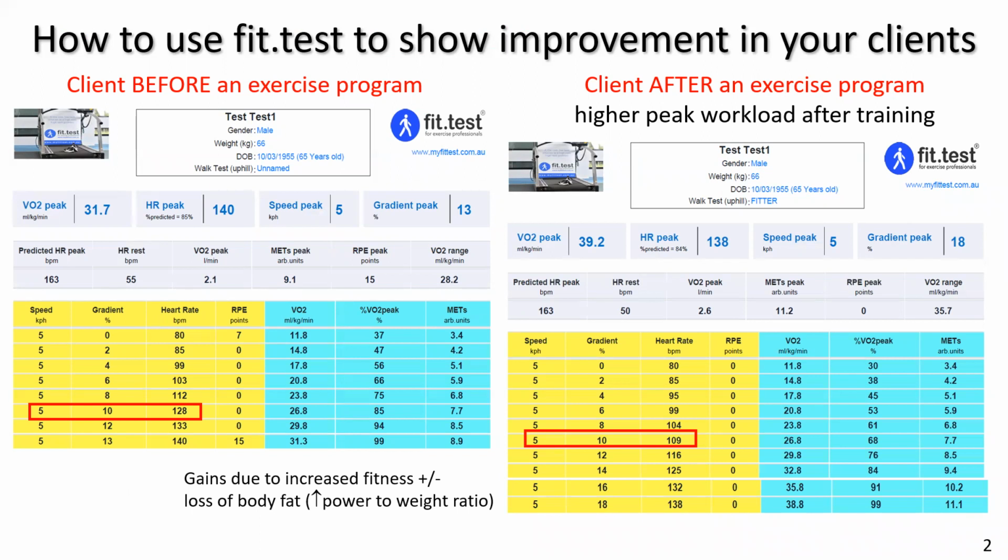To gauge how fit test really identifies improvements in fitness, there are a number of ways that fit test does that. But one of the methods that it uses is that it will see a change in the heart rate for a given work rate. So I've highlighted with the red borders in the pre-test, just for example, 5 kilometers an hour and 10% gradient with a heart rate of 128. After the training program, 5 kilometers an hour and 10% gradient only produced a heart rate of 109.